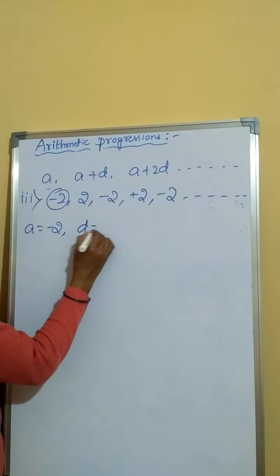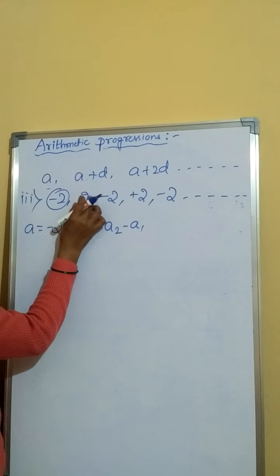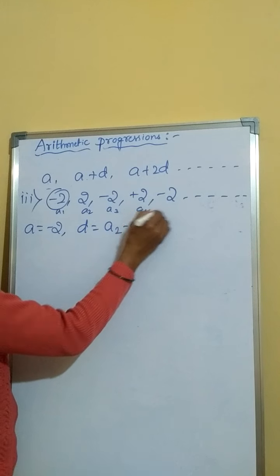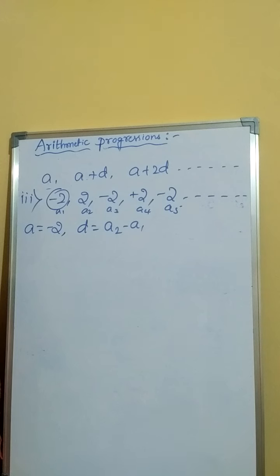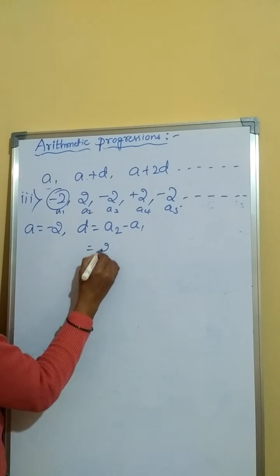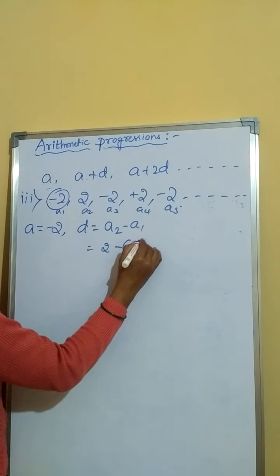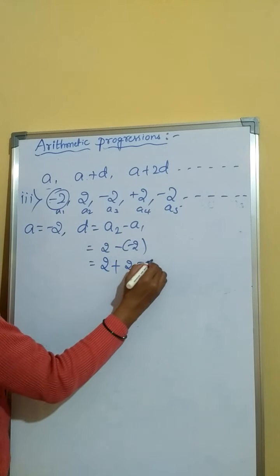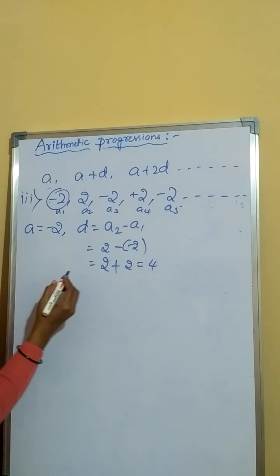So common difference D is A2 minus A1. We know well. This is A1, A2, A3, A4, A5. So D is equal to A2 minus A1. So now 2 minus of this minus 2. A2 is plus 2 and A1 is minus 2. Now 2 minus into minus, plus 2, that is 4. So we are not satisfied. Let us check for one more case.